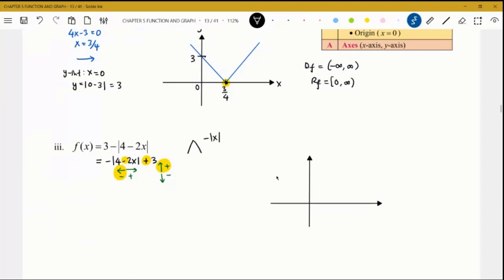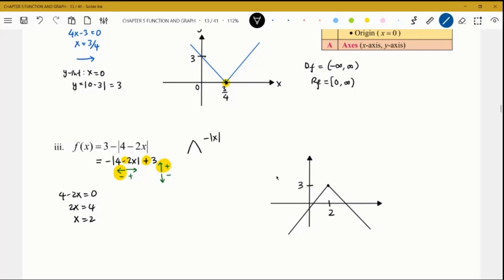Okay. So we're going to have 4 minus 2x equal to 0. So 2x equal to 4, x equal to 2. So we put 2 here. Okay. And then shift up by 3. So 3 di sini. So we're going to have the maximum point. So ini ke bawah, ini ke bawah. Okay. Kita sketch dulu macam biasa, lepas tu baru kita adjust.